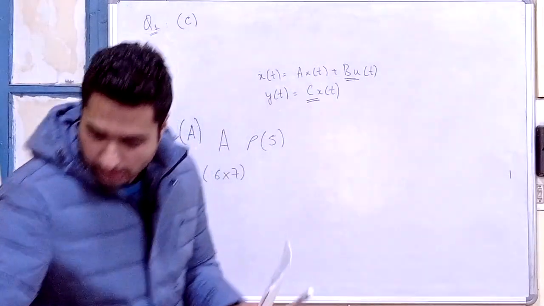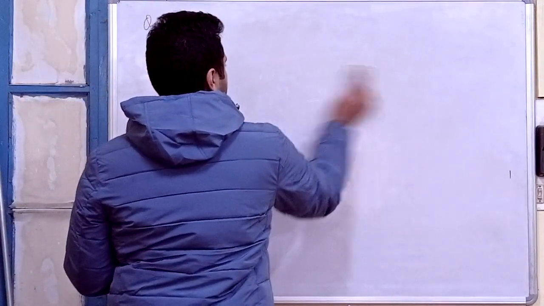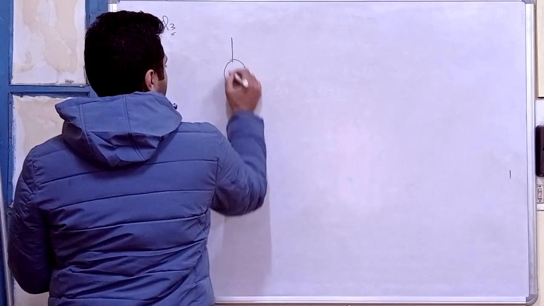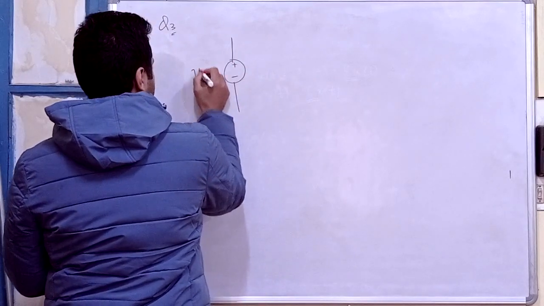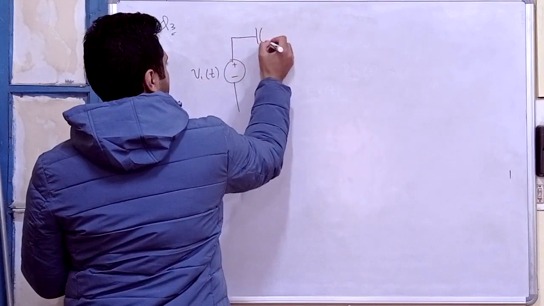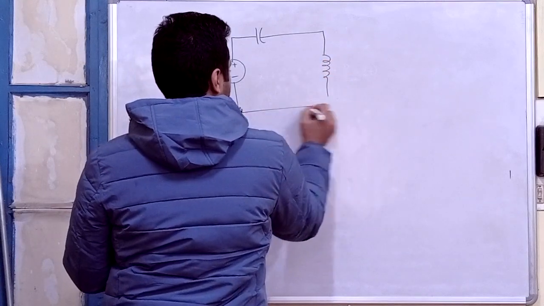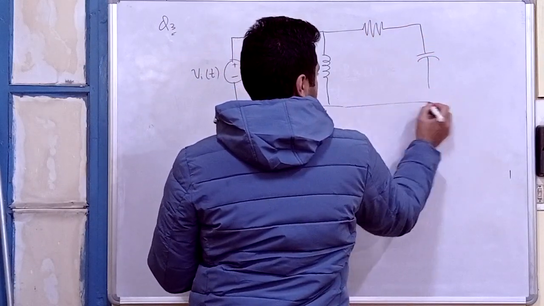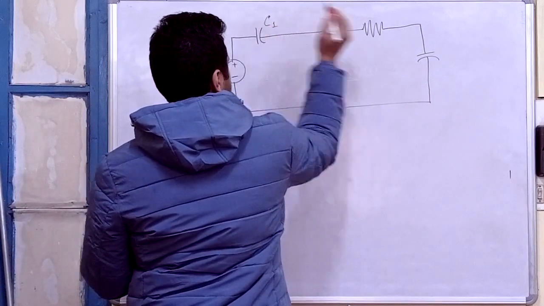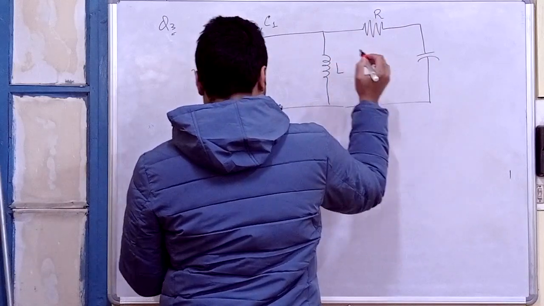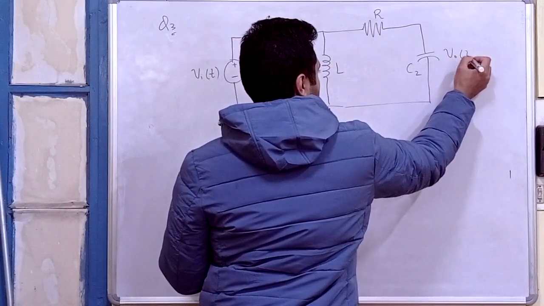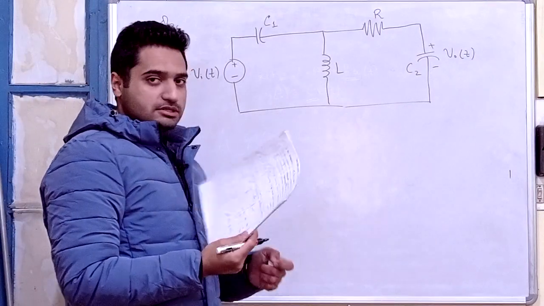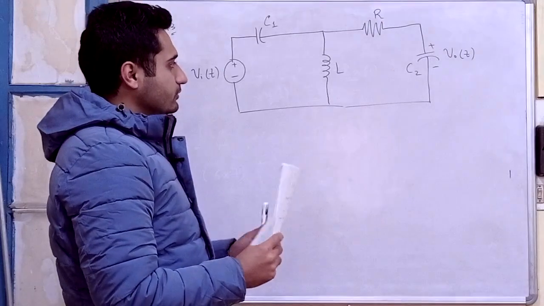Then we'll take question number 3. You are given a circuit. This is the input Vin. Another capacitor is here, C1, R, L, this is C2, and this is V output. This was the circuit given in question number 3, and you were asked to find the system matrix, the A matrix. So you have solved such kind of questions in your assignments.